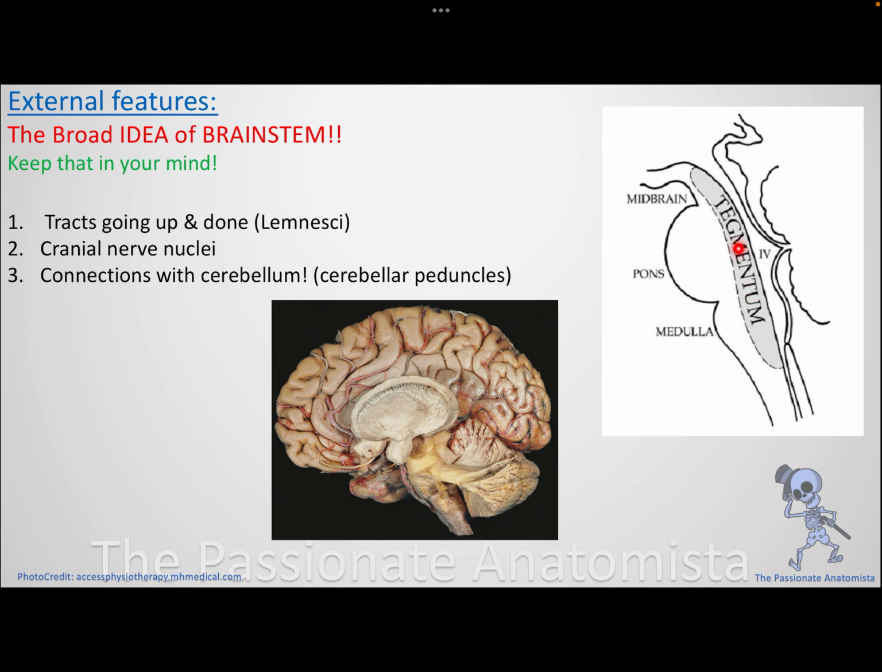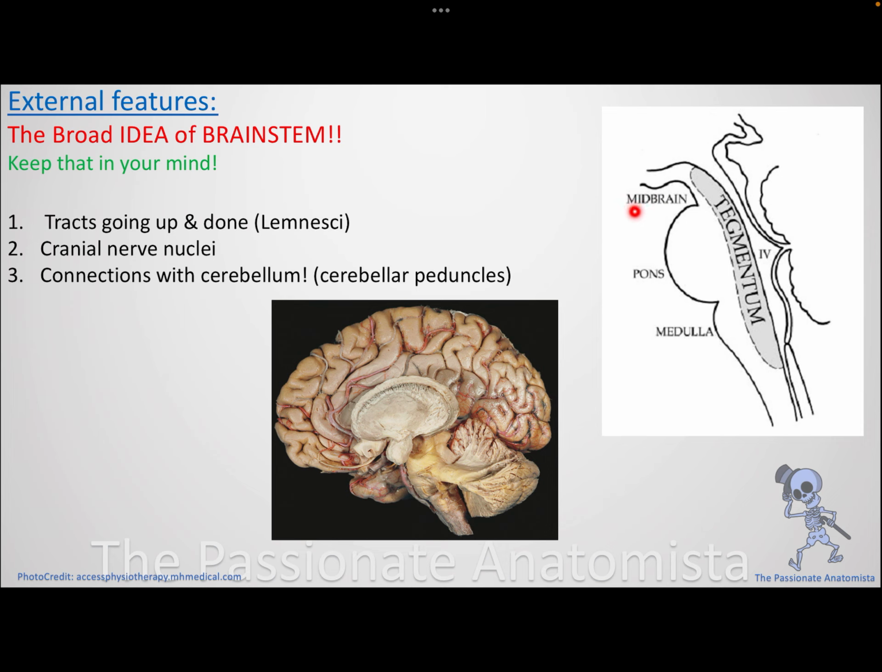Number two, you need to think about the cranial nerve nuclei. So again, tegmentum, lemnisci, cranial nerve nuclei. Which cranial nerves? If we are at the midbrain, remember 3 and 4.